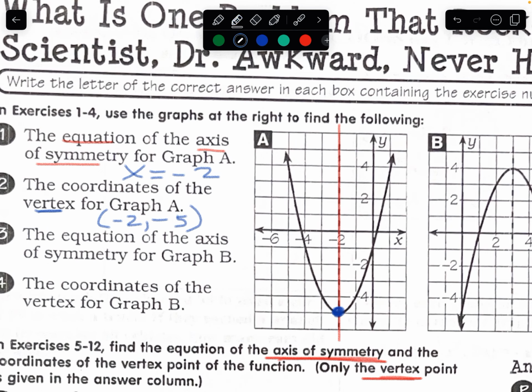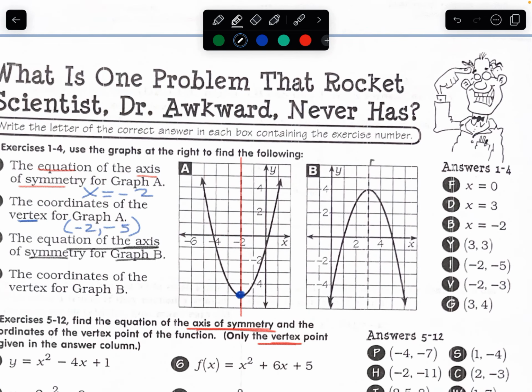The equation for the axis of symmetry of graph B is right there. That is x equals 3. So the coordinate then is 3, 4. The vertex is right there.